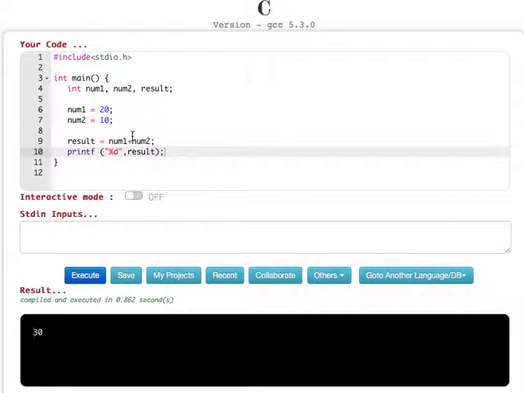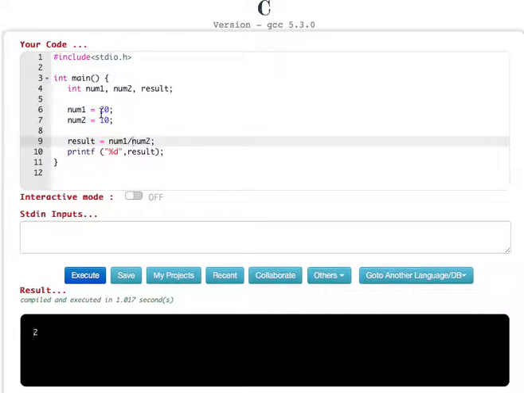So this is addition, and if you put subtraction, you will get subtraction: 20 minus 10, 10, right? And to multiply we put the star sign, so I should put the star sign right here. Now it will multiply, right? And for division we put slash, so it will divide.